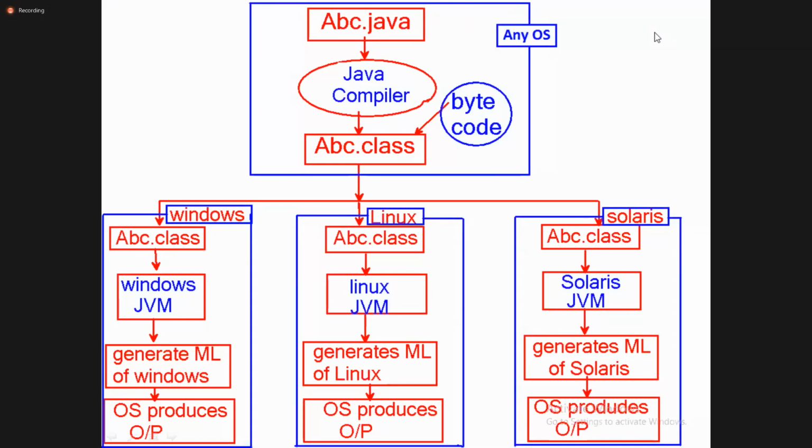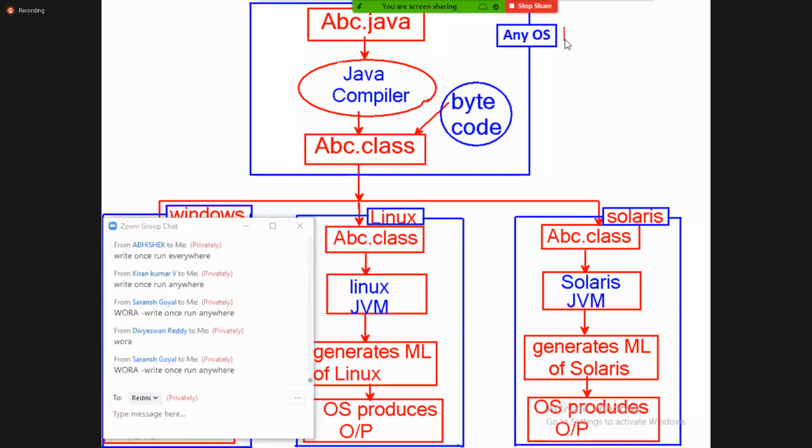Okay, fine. Now, the first one: what is the Java slogan? Compile once, run anywhere. What is the C language slogan? The C language slogan is WOCA: write once, compile anywhere. The Java slogan is WORA: write once, run anywhere.